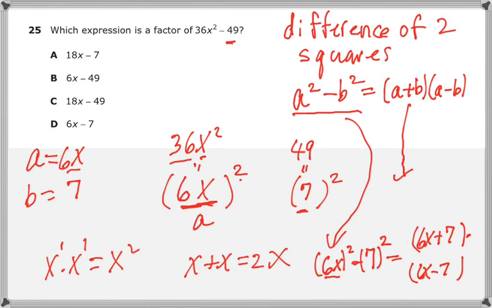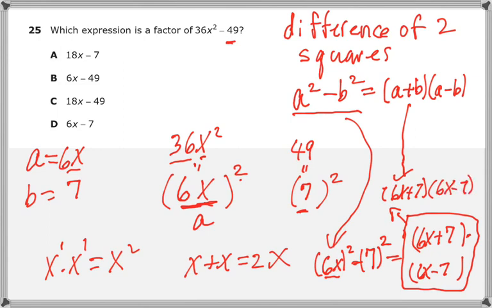These should be side by side, so let's rewrite it up here: 6x plus 7 times 6x minus 7. These two are equal to each other. Now let's look for our factors. The question is which expression is a factor of 36x squared minus 49. We just used the difference of two squares to find our two possible factors.